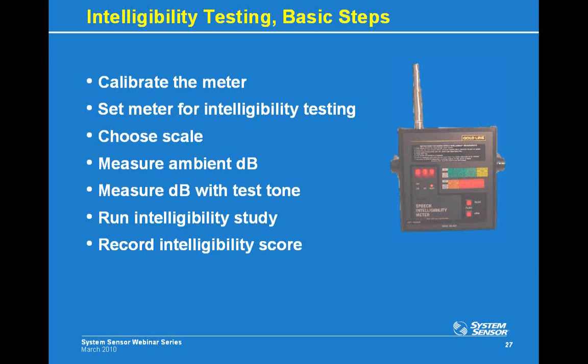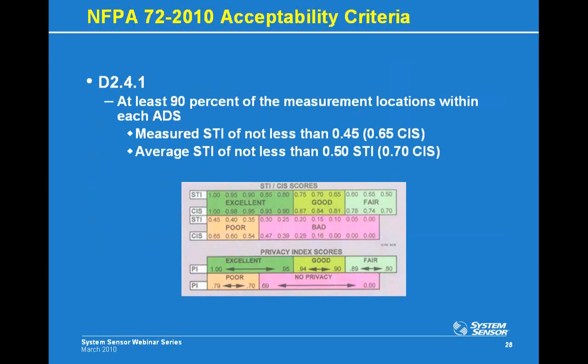When conducting intelligibility testing, especially in an emergency communication system, 90% of all measurements taken in each ADS must meet the required intelligibility scores in order to be considered acceptable. As you can see from this slide, each acoustically distinguishable space must have a measured STI or CIS score to be considered acceptable. Most meters will have the ability to test for either scale, but if not, as you can see on this slide, there is a chart that's available to convert between STI and CIS.